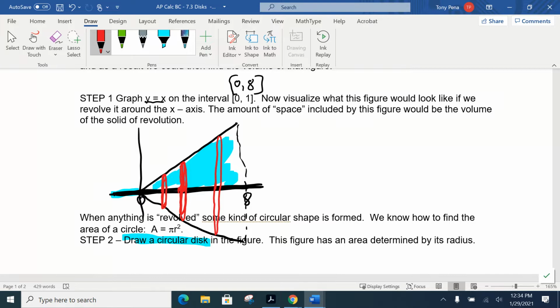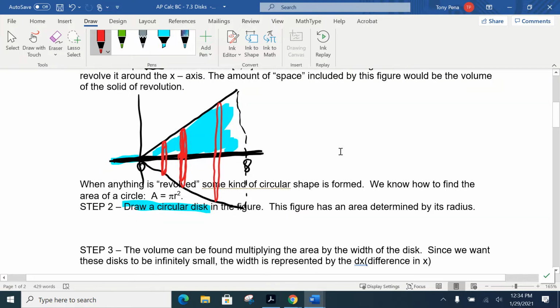It doesn't look like my internet visual is going to work. So that's what I wanted you to do here. Draw a circular disc in that figure. This figure then has an area of pi r squared, if it was flat. What we would need to know is what is the radius of our circles. And then the volume can be found by multiplying the area by the width of our disc. So the same exact idea that we were dealing with our cross sections.